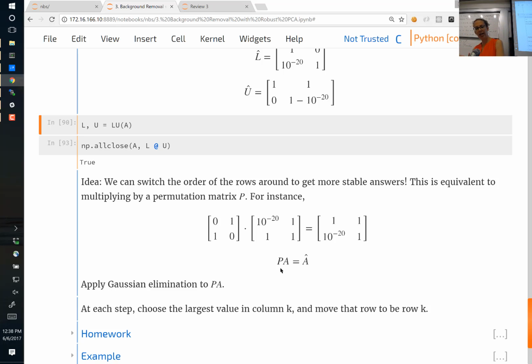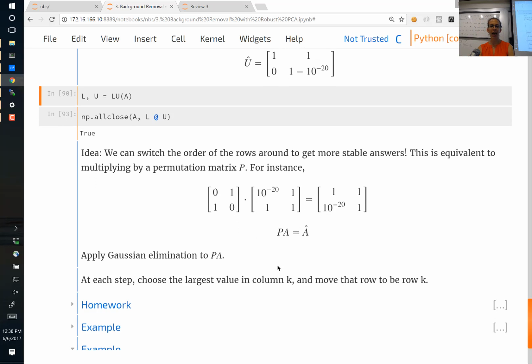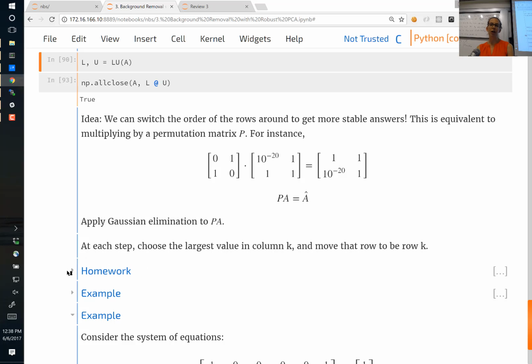Basically, this is called partial pivoting, and that's where at each step you want to choose the largest value in column K and move that row to be row K. Because the problem we were getting into before was when we were dividing by a really small number, which we don't want to do. And so choosing a large number is going to be more stable. That's going to be a homework problem of adding partial pivoting to the LU factorization.